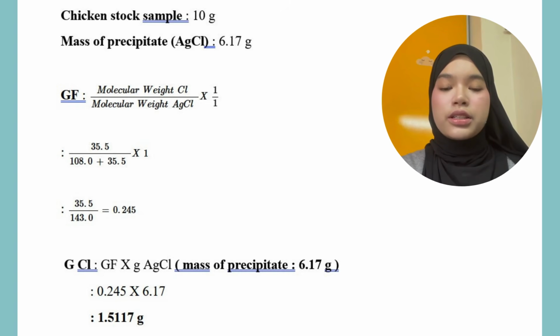And then next, we must calculate the mass of Cl, for which we use the formula: gravimetric factor times mass of AgCl, which is the precipitate, 6.17. As a result, we got 1.5117 gram.